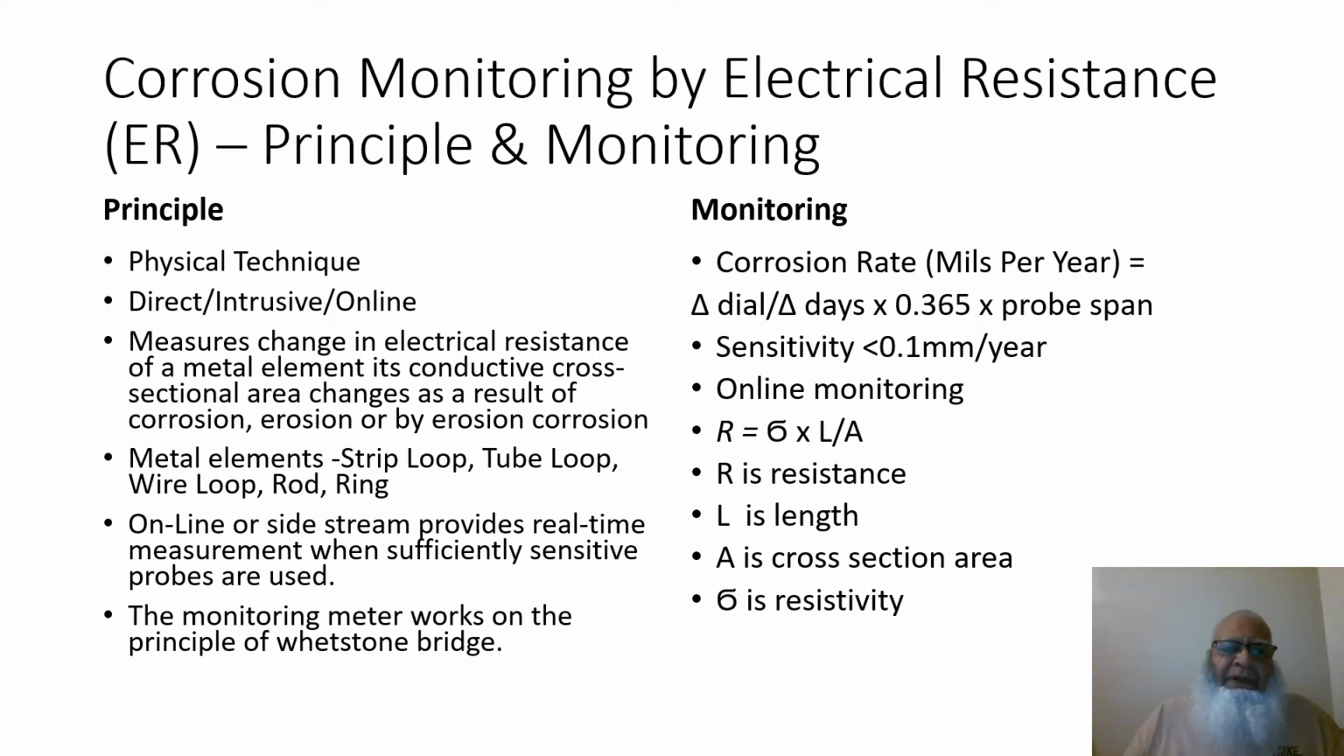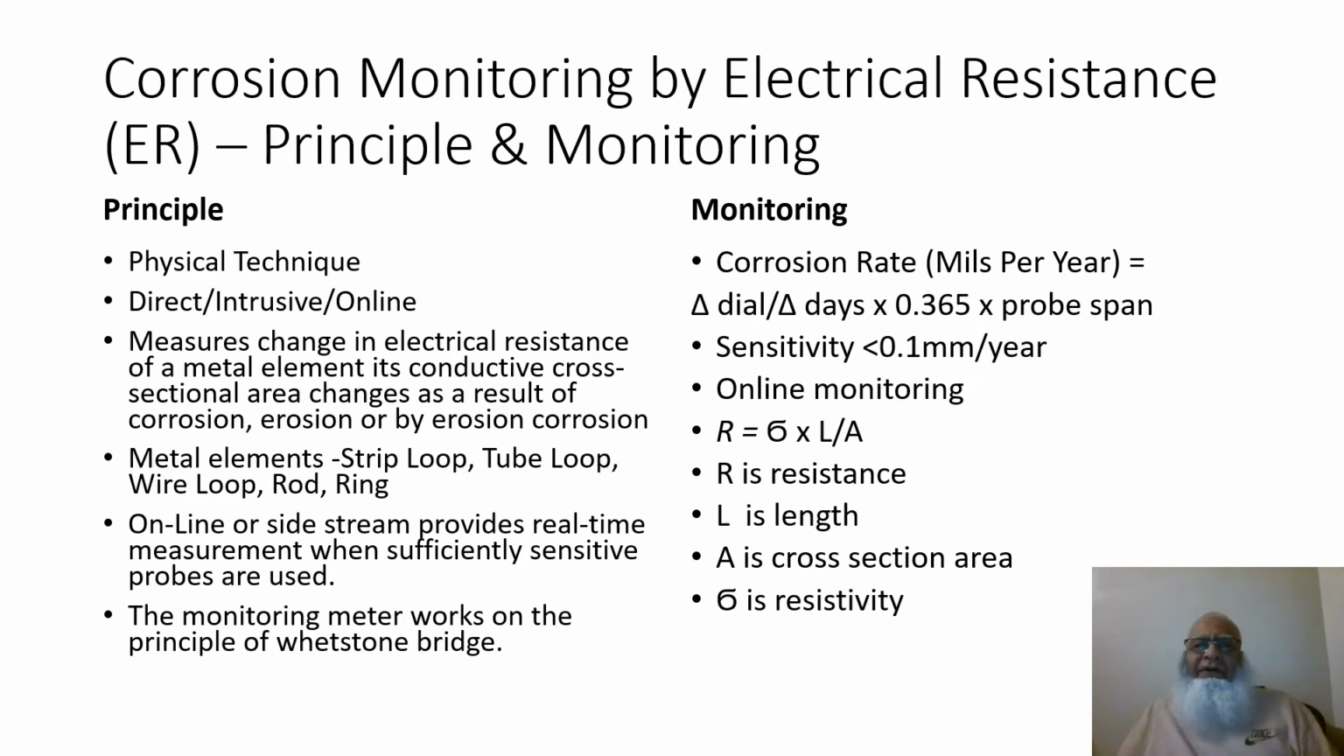The monitoring meter works on the principle of the Wheatstone bridge. It monitors the corrosion rate in mils per year. It's delta dial over delta days times 0.365 times probe span. Its sensitivity is less than 0.1 millimeter per year.